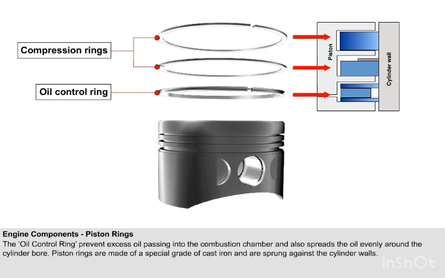The piston rings are generally made of a special grade of cast iron and are sprung against the cylinder walls. Cast iron has the ability to retain its elasticity when heated. It also has self-lubricating qualities due to the graphitic content of the metal. This is desirable because during the power stroke, the walls of the cylinder are exposed to the hot combustion gases, and the thin film of oil is burned away.